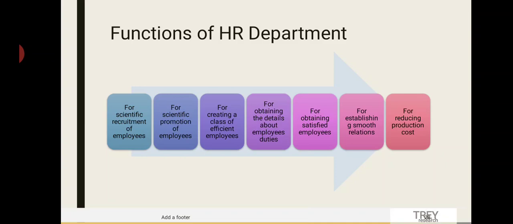How can we reduce the production cost? By making employees more productive. If employees are more productive, they are always going to work in a better way, more efficiently and effectively, and that is how they help in reducing the production cost, by reducing wastage and by optimum utilization of available resources. So these are all the functions of the HR department.